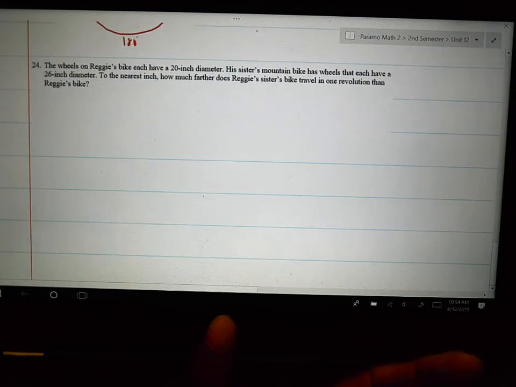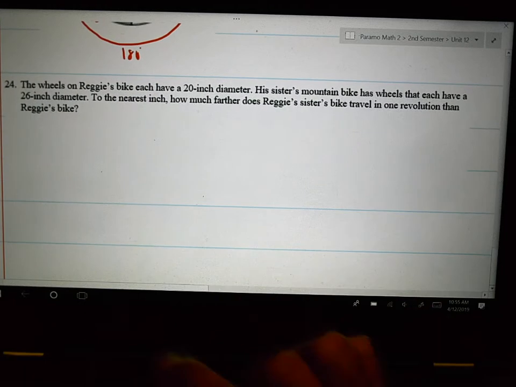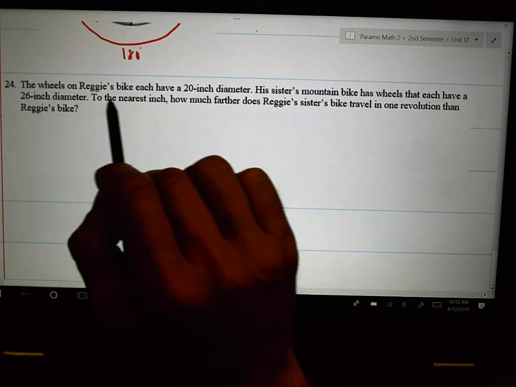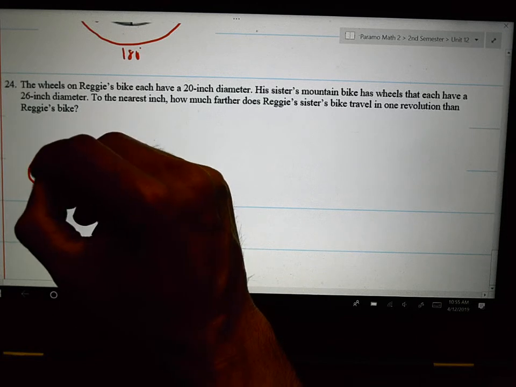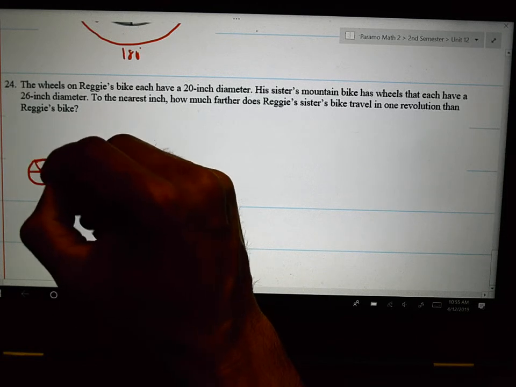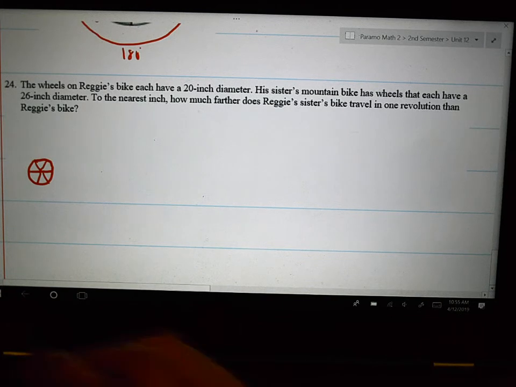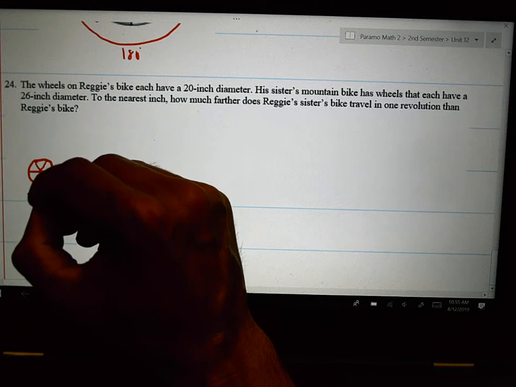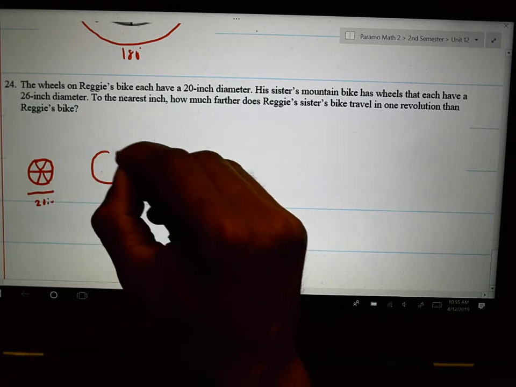The last thing, there are like 3 or 4 word problems, and I can't show you how to do all the word problems, but what I can do is pick one and do one example for you. The last word problem I picked for you is number 24, and it says, the wheels on Reggie's bike have a 20-inch diameter. Here's the bike. Tire. You get 6 spokes. And this distance is 20 inches, whereas the sister's bike has a bigger tire.